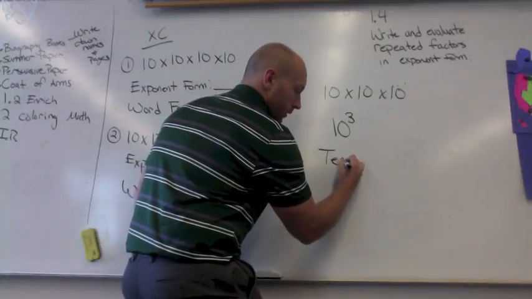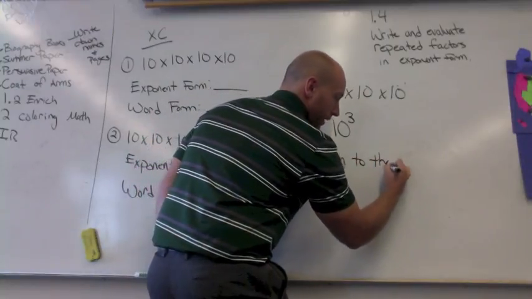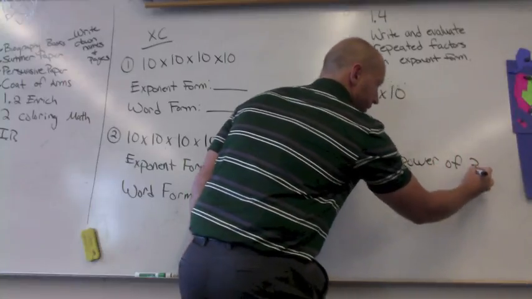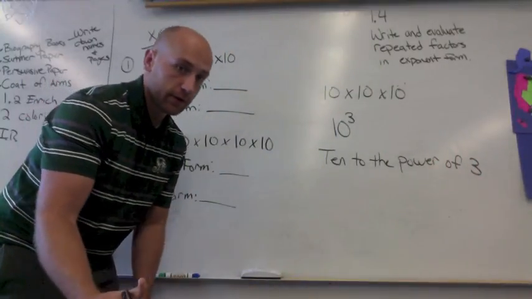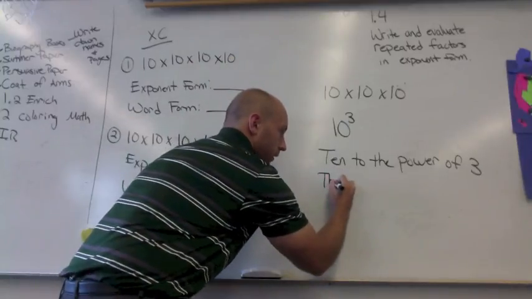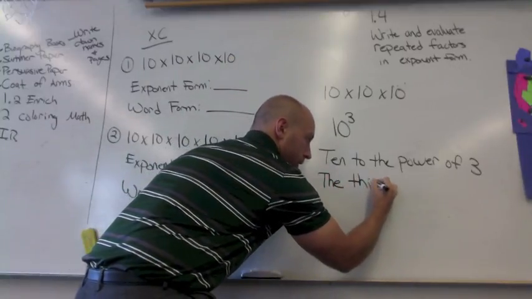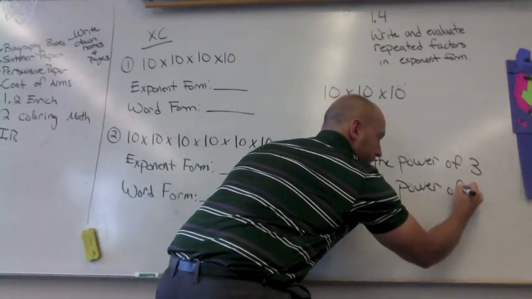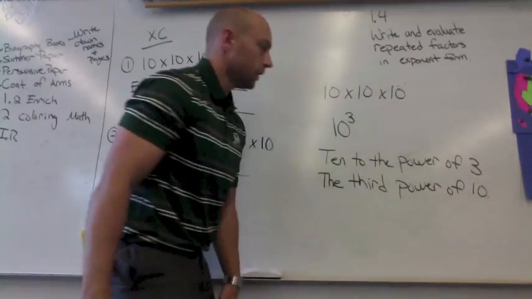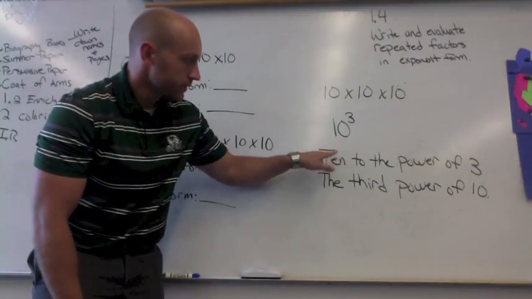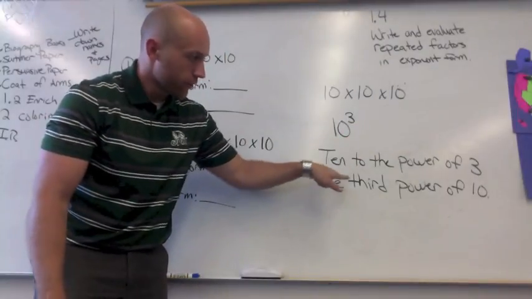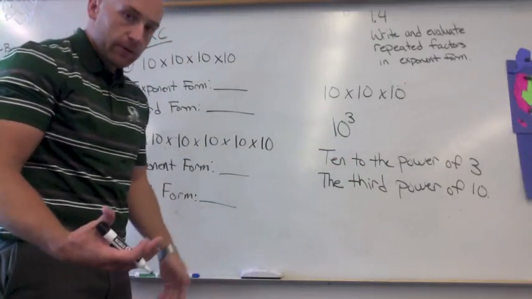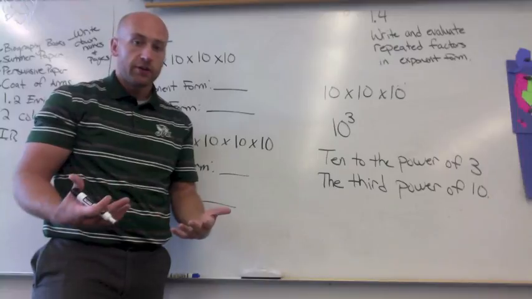10 to the power of 3. I'll give you the other one. The other one is the third power of 10. So this can be read 10 to the power of 3 or the third power of 10. Either way. The other thing we can do is we can find out what the value of it is.